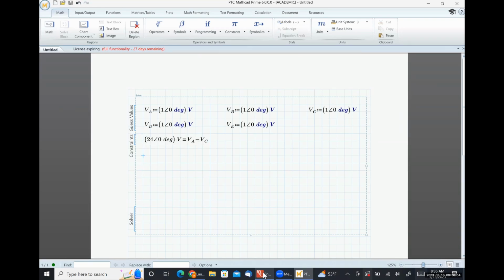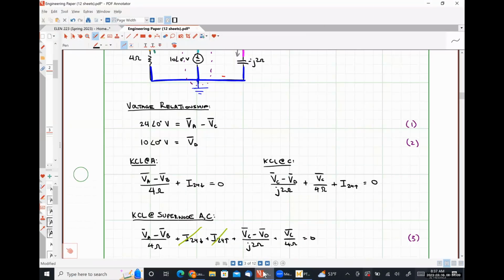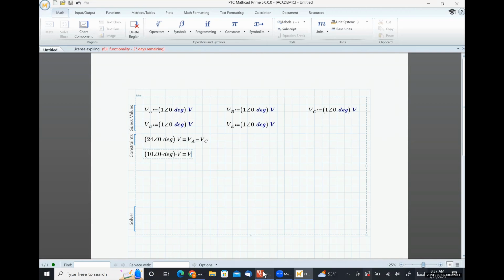My second equation was 10 angle 0 degrees volts, control equal. And I want to say that was VD, but let's double check just to make sure. Yep. And so I've got two of my constraint equations written. Let me know when you guys are done with these and we'll move on to the next ones.